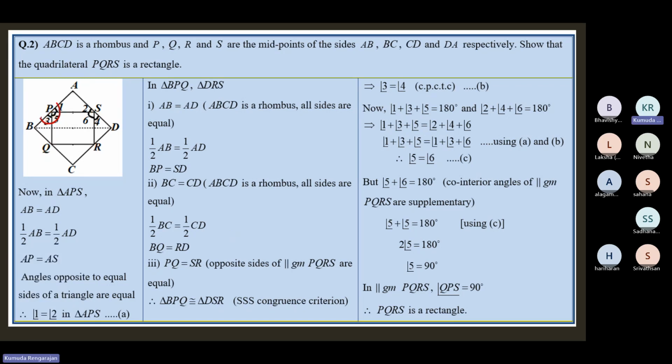Now, 1 plus 5 plus 3 is 180, and 2 plus 6 plus 4 is 180. So that means 1 plus 3 plus 5 is equal to 2 plus 4 plus 6. We proved that 1 is equal to 2, which I've called A, and 3 is equal to 4, which I've called B. Using A and B, you can replace 2 with 1 and 4 with 3. So angle 1 and angle 3 get cancelled on both sides, and we have angle 5 is equal to angle 6.